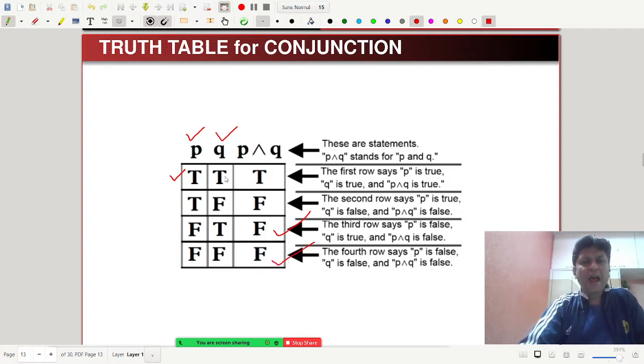So P and Q is true if and only if P and Q both are true. Otherwise it will be false. In all the other cases it will be false. So this is the table, and you have to understand the truth table for conjunction. So this is the truth table for conjunction.